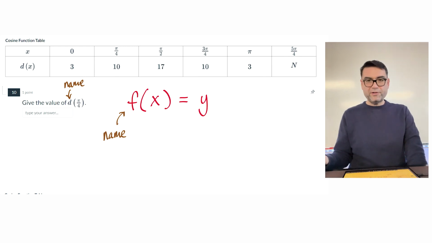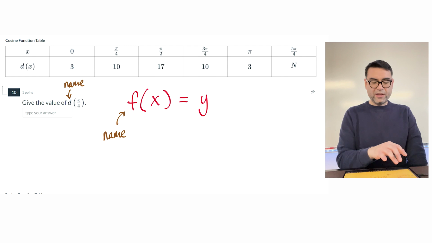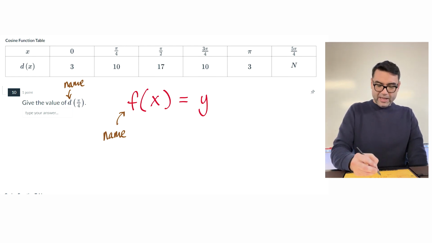Has nothing really to do with the algebra of the problem. We're not using it to do anything. It's just a naming convention so that when we look at the table, we know we're talking about the same function. Now, what's most important is that x is known as our input value, right?